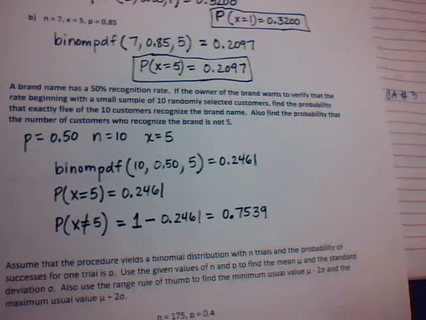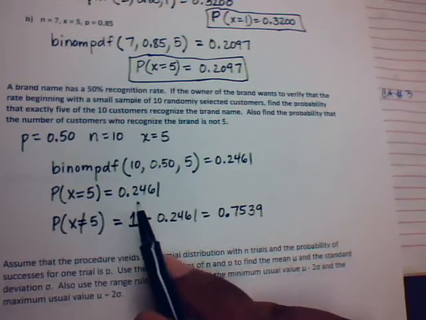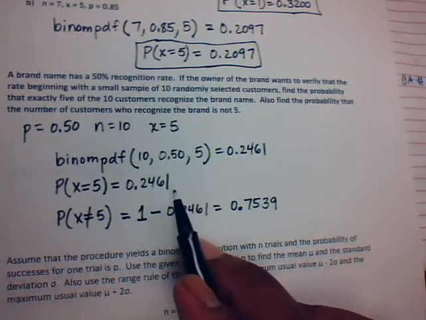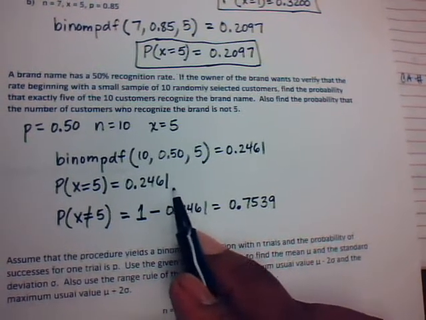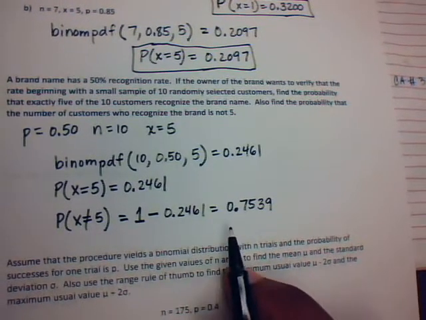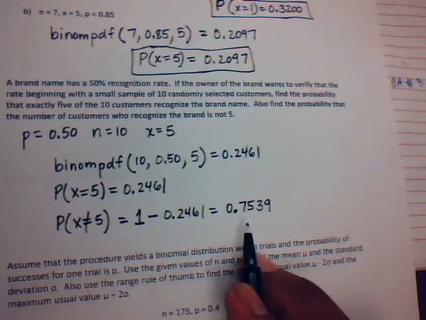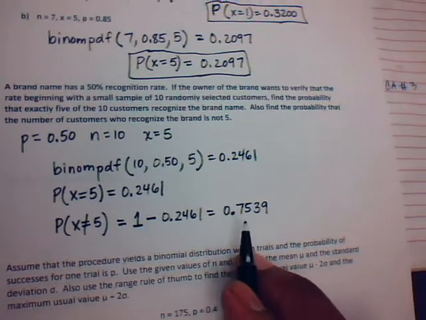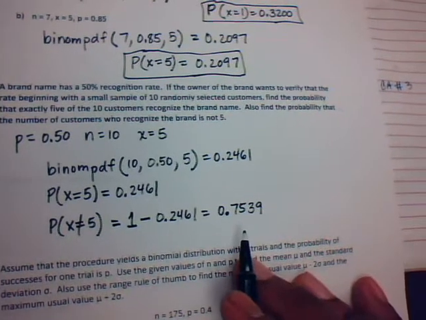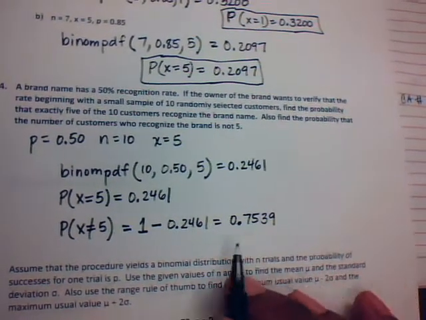Okay. So the probability of exactly 5 people recognizing the brand name will be 0.2461. That means that there is a 24.61% chance or probability that exactly 5 of those customers recognize the brand name. And here there's a 75% chance that not 5 of them know what the brand name was. Because it could be more than 5 or less than 5.